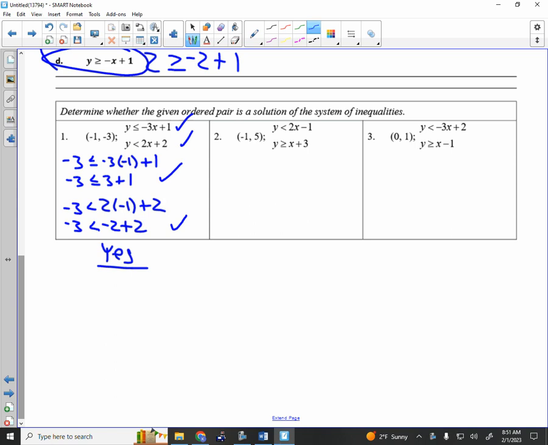The next one we try is 5 less than 2 times negative 1 minus 1. Is 5 less than negative 2 minus 1? Everybody agree that is not true? If it fails for one, it fails the whole thing. This is not a solution to the system. Go ahead, try the last one on your own.